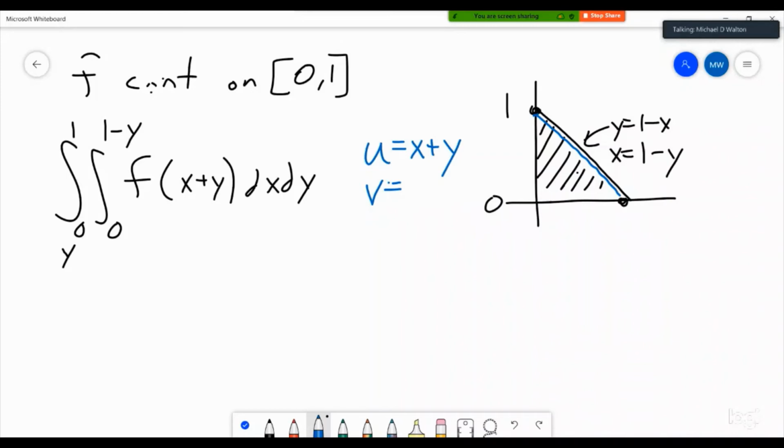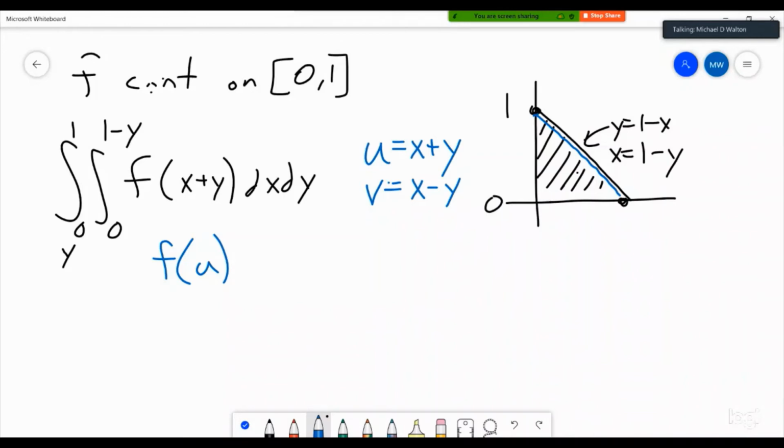So I think maybe if we just make v equal x minus y, would that help? Yeah, I think if we make v x minus y, this will work out. So this turns into an f of u, but then we have to figure out what our bounds of integration are. We'll figure that out in a sec.